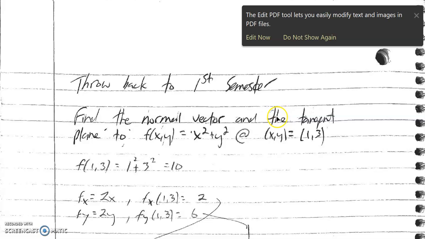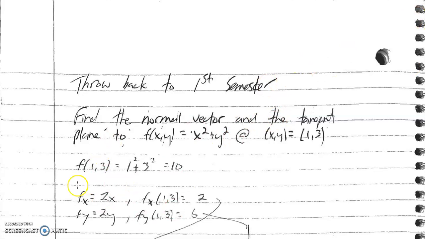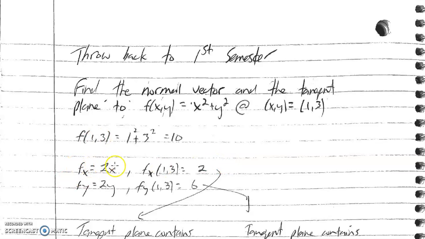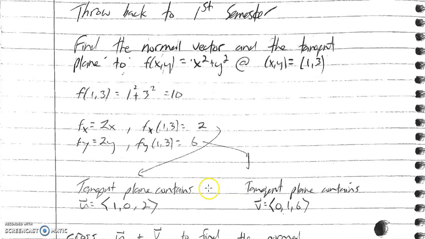Answer's coming. So the first thing that you got to do is find the z value. That's 1 squared plus 3 squared, which gives me 10. Then I find my partials. Partial x is 2x of that thing. Partial y is 2y. And I evaluate them at 1 comma 3. So I get 2 and 6.